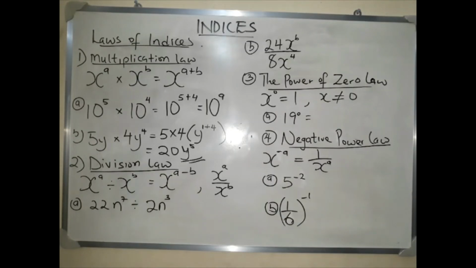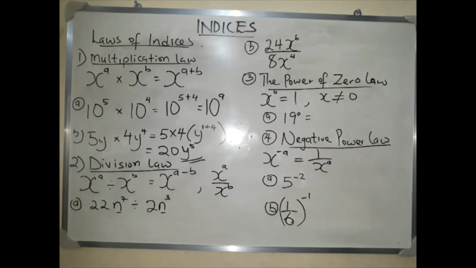The first example is 22n raised to the power 7 divided by 2n raised to the power 3. Now, as you can see, when we talk about indices, we're only dealing with those numbers that are similar in base. Here we have 22 here and we have a 2 here. Then we have n raised to the power 7 and n raised to the power 3. You can see that this n and this n are similar base, but these ones are not similar. So the ones that are not similar, you just simplify them normally.